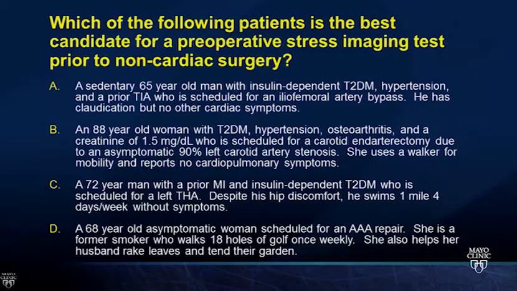She uses a walker for mobility and reports no cardiopulmonary symptoms. A 72-year-old man with a prior MI and insulin-dependent diabetes who's scheduled for a left total hip. Despite his hip discomfort, he swims a mile 4 days a week without symptoms. You've got a 68-year-old woman who's asymptomatic, scheduled for an AAA repair. Former smoker, walks 18 holes of golf once a week. She also helps her husband rake leaves and tend their garden. So in which of these patients would you order a preoperative stress imaging test?